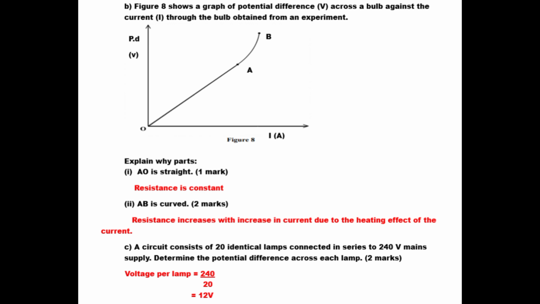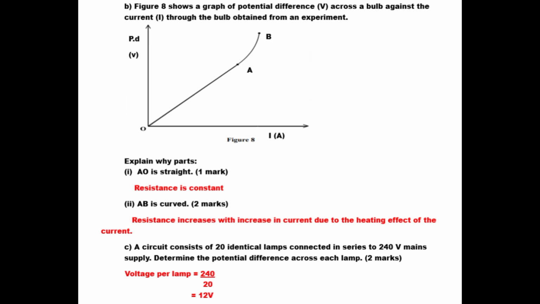And it's also important to know that anytime you're dealing with graphs, slope is very, very important. What does the slope represent? And also, what does the intercept represent? So if the slope is constant, and slope V over I, or change in V over change in I, is resistance, then it means resistance is constant. Roman 2, AB is curved. That means resistance is increasing with the increase in current. The higher the current, the higher the resistance, and that is due to the effect of heating produced by higher current.